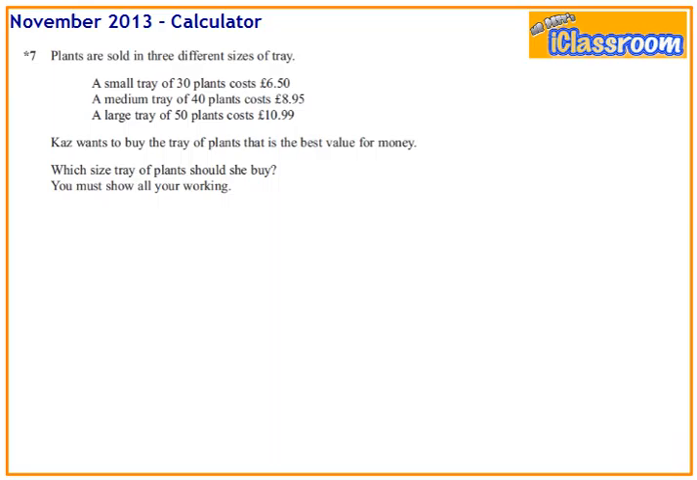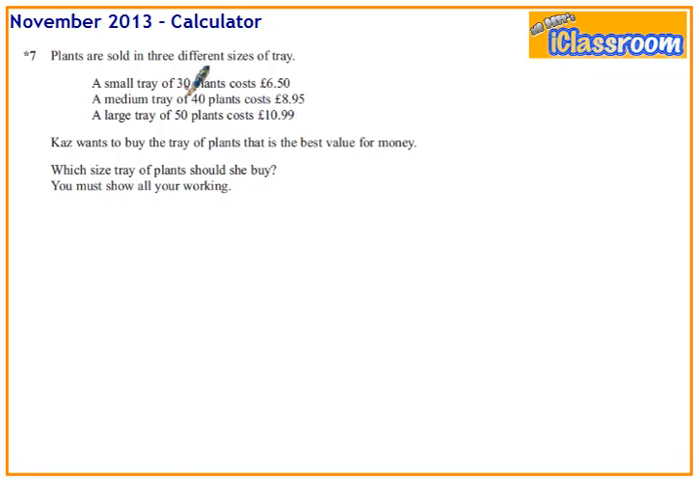Question 7, back to one of my favourites, as it's our age-old question of how much for 1, where we're looking to work out best value. We know that we can get 30 for this, we can get 40 for this, 50 for this. We need a direct way of comparing them. So I want to ask myself, how much for 1?